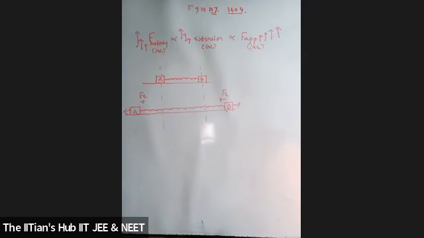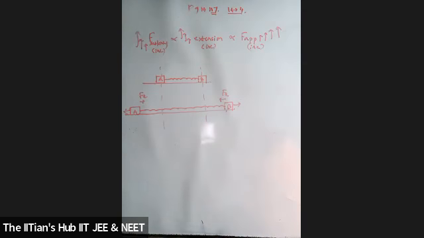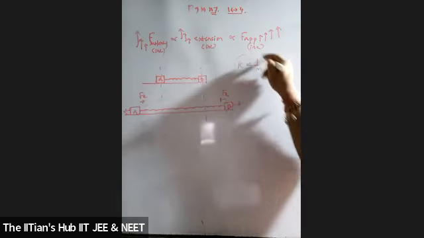Now, two blocks are connected by means of a spring and are resting on a horizontal table. The blocks are then pulled apart so as to stretch the spring and then released. Show that the kinetic energies of the blocks are at any instant inversely proportional to their masses. Kinetic energy is inversely proportional to the mass. You just have to prove this, it is very easy.